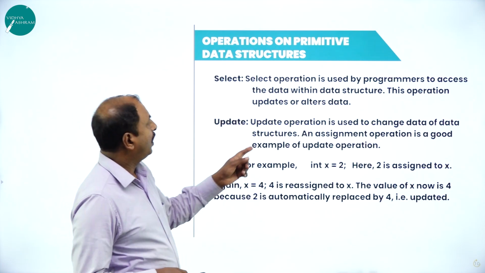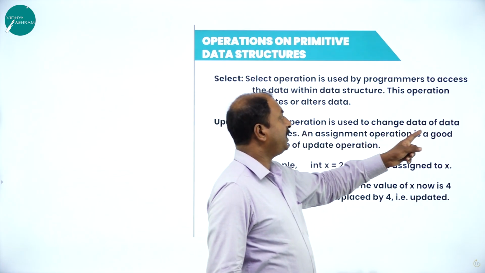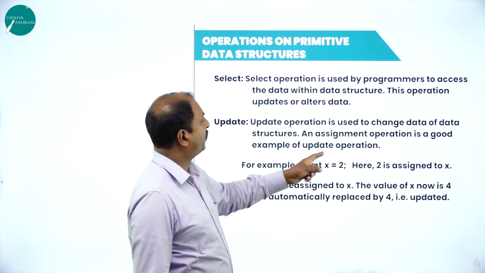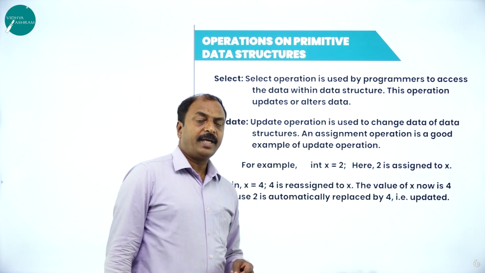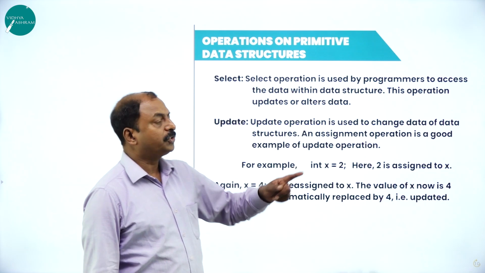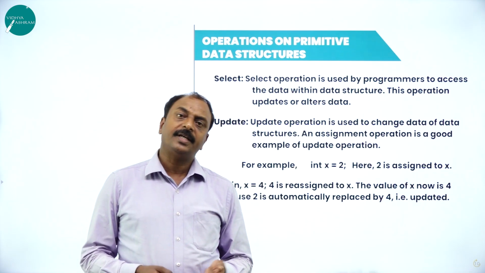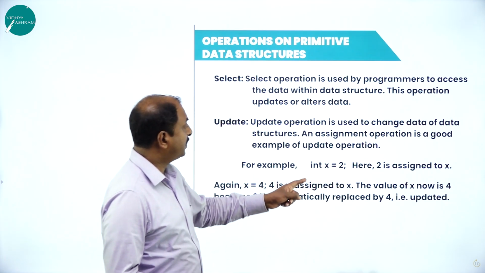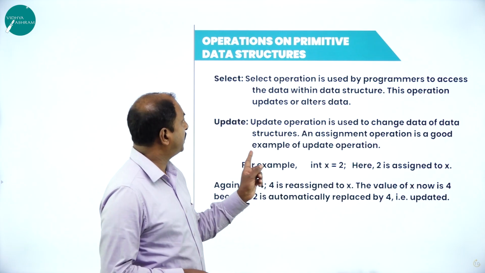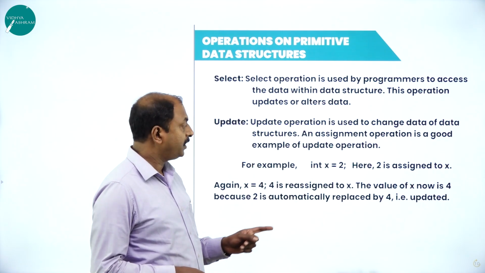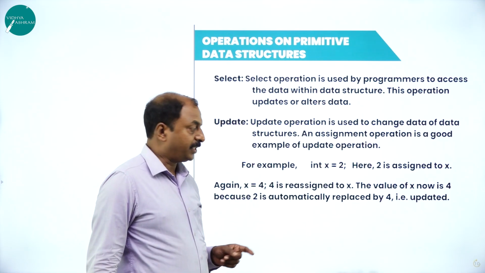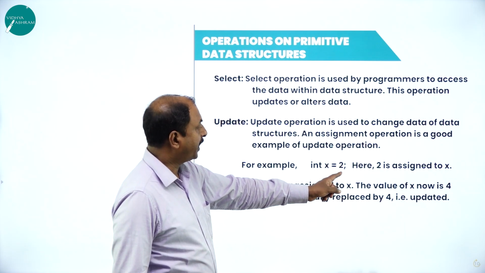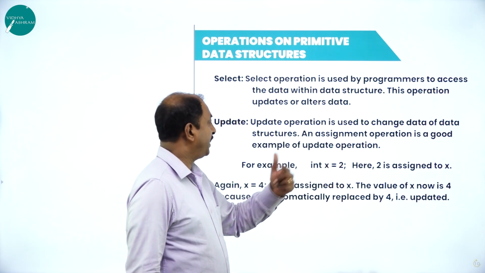Update operation. The update operation is used to change the data of data structures. An assignment operation is a good example of an update operation. What is update? Here, the update operation is used to change the data within a data structure. For example, int x equal to 2. What you have seen just now, int x, is the create operation. It's going to create a data structure. And here x equal to 2 is a value given, so 2 is a constant assigned to the variable x.